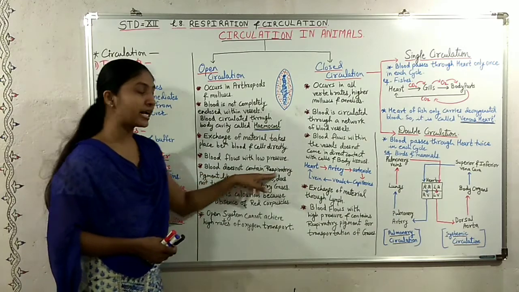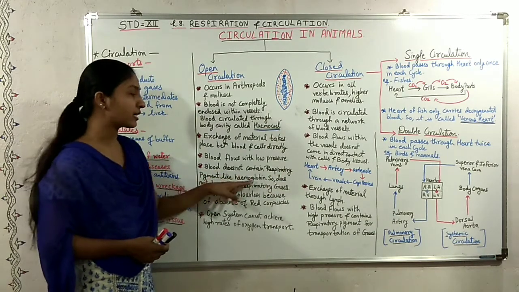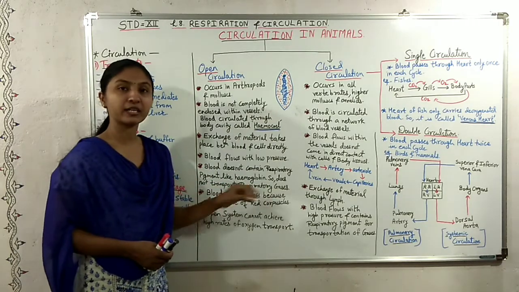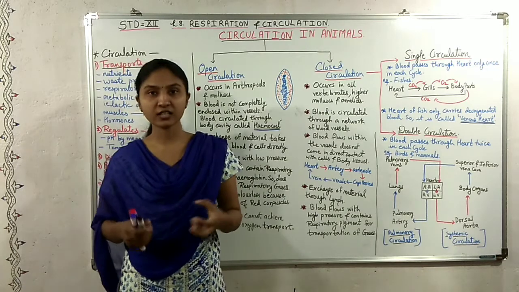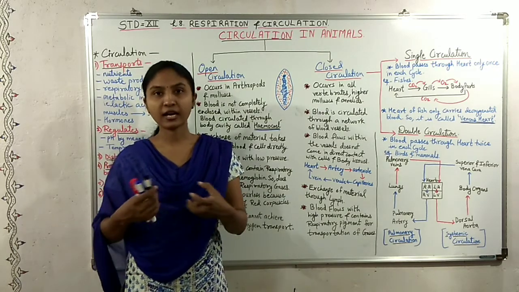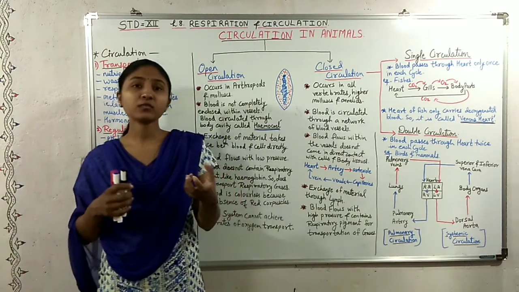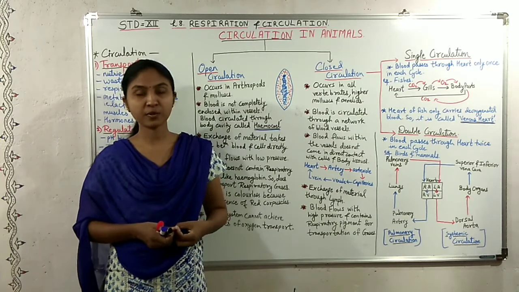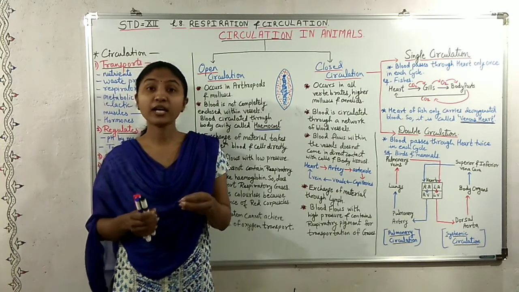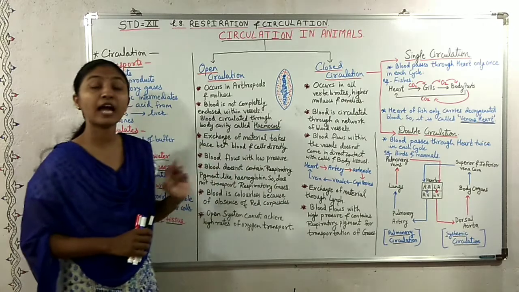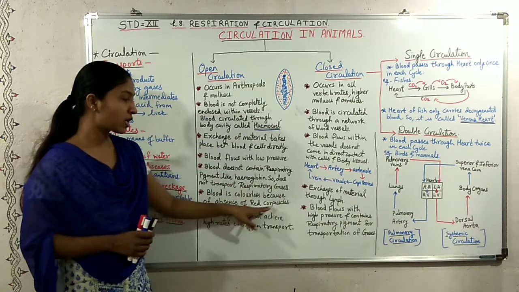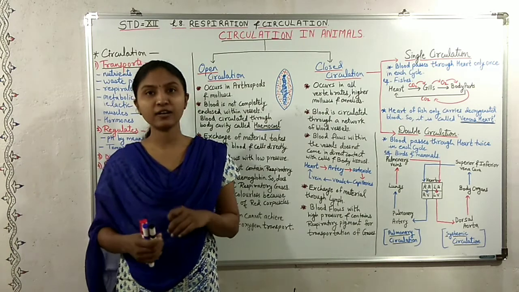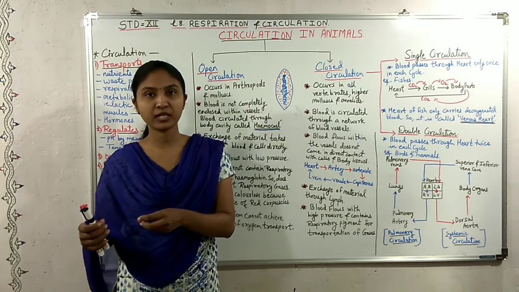Blood does not contain respiratory pigment like hemoglobin, so it does not transport respiratory gases. While studying gaseous exchange, I told you that in the body of an insect, the blood does not have respiratory pigment, right? That's why the blood is colorless. It does not have red corpuscles. So this blood of the insect is colorless because it does not have respiratory pigment.